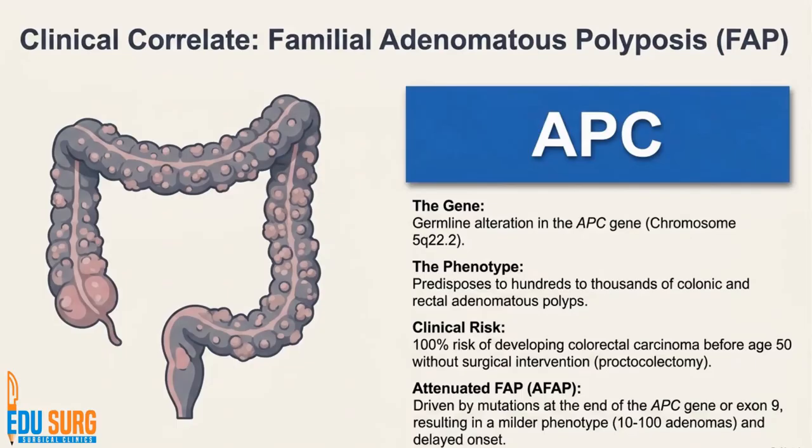We all know about the familial adenomatous polyposis syndrome or the FAP, which results from a germline alteration in the APC gene, on chromosome 5q22. It predisposes to hundreds or thousands of colonic and rectal adenomatous polyps, with a 100% risk of developing colorectal carcinoma, and that is why surgical intervention with a total proctocolectomy is recommended as soon as FAP is detected. Attenuated FAP is where there are milder phenotypes of APC, in exon 9. This results in 10 to 100 adenomas and a delayed onset.